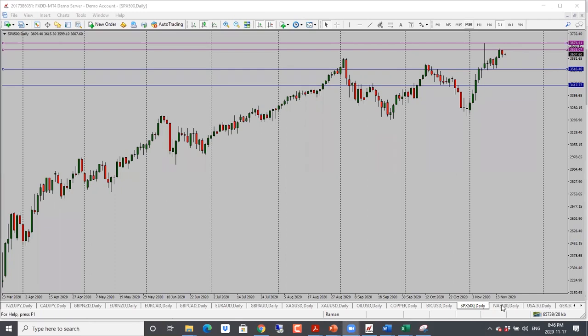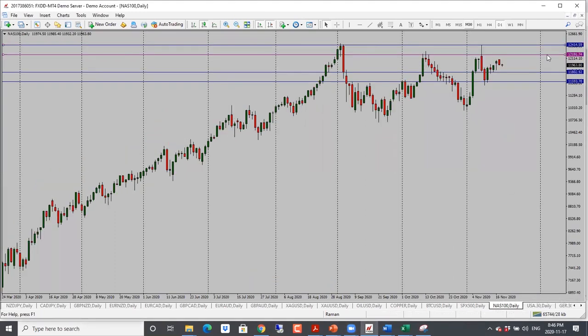So bearish bias here. Nasdaq here, this is looking bearish as well. We have a bearish candle close, not a very strong one, but bearish nonetheless. So first target is 11,800 and then 11,600. So bearish bias for Nasdaq here.